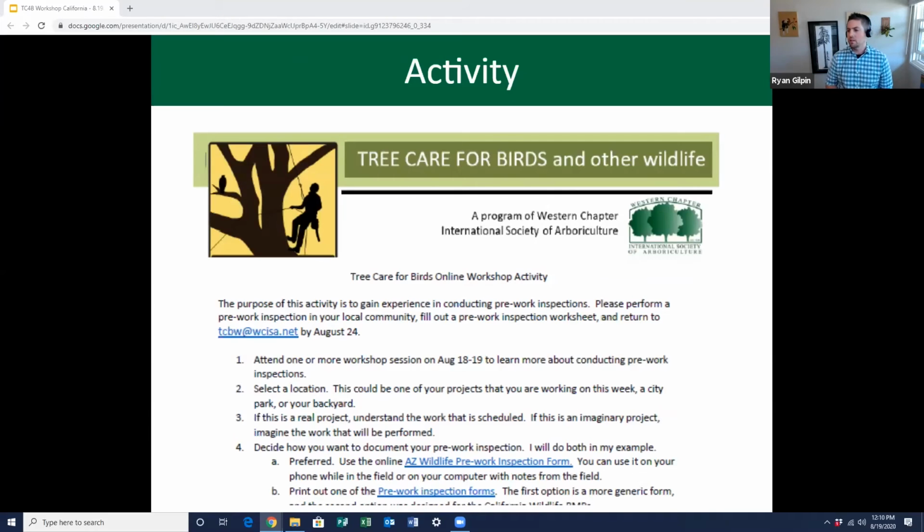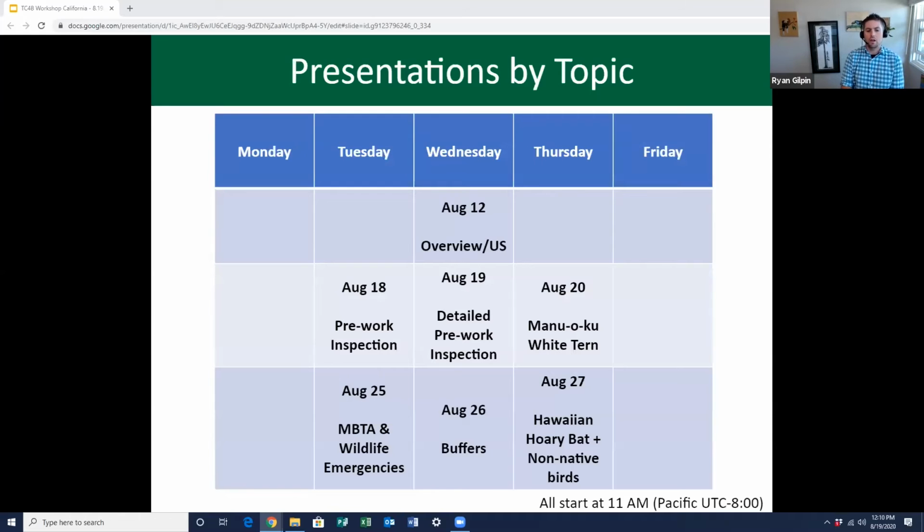And that we have an activity for you all to do so that you can go out and work on your pre-work inspection skills and submit this so that you can get credit for that for your certificate if you're working towards a certificate. And next Wednesday, we'll be talking about buffers in California, and Courtney's going to be back with us again, so I'm excited to do that.